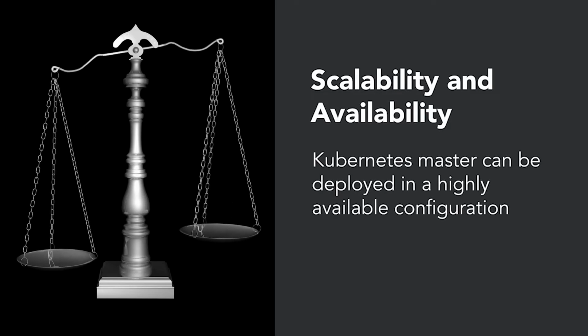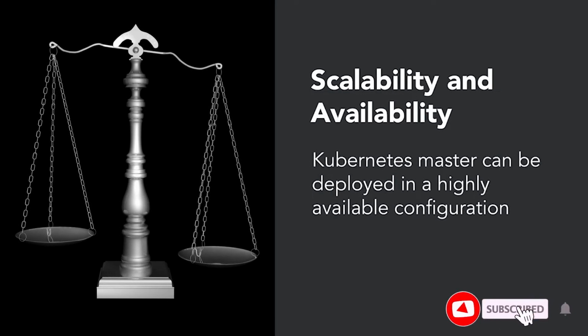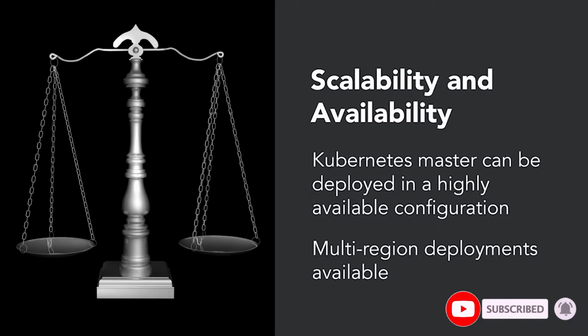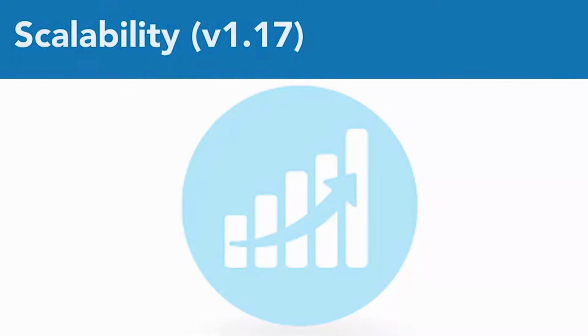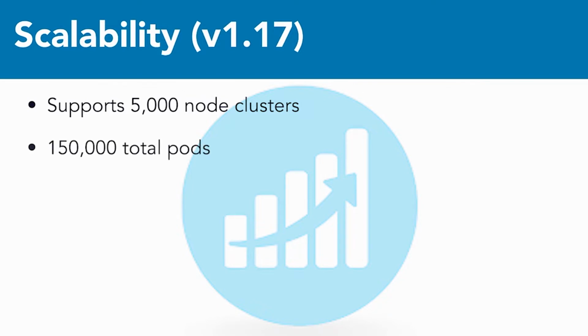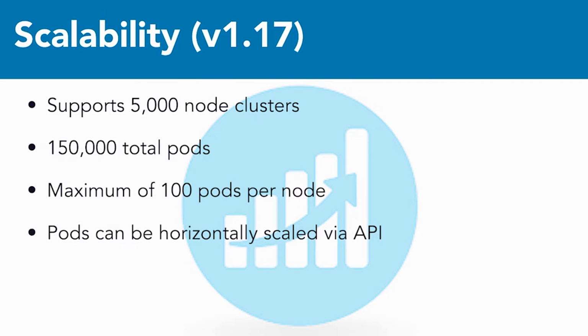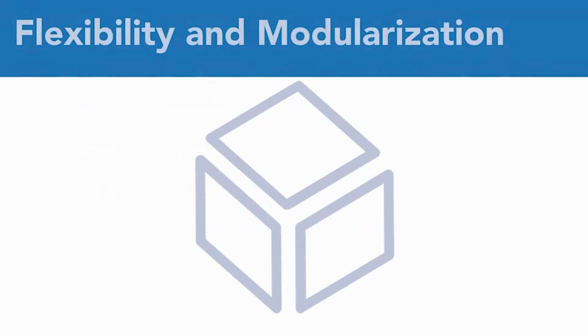Scalability and availability. The Kubernetes master can be deployed in a highly available configuration. Multi-region deployments are also available as well. From a scalability perspective, in Kubernetes 1.17, the architecture supports up to a 5,000 node cluster and can run up to a maximum of 150,000 pods. The pods can also be horizontally scaled via an API.